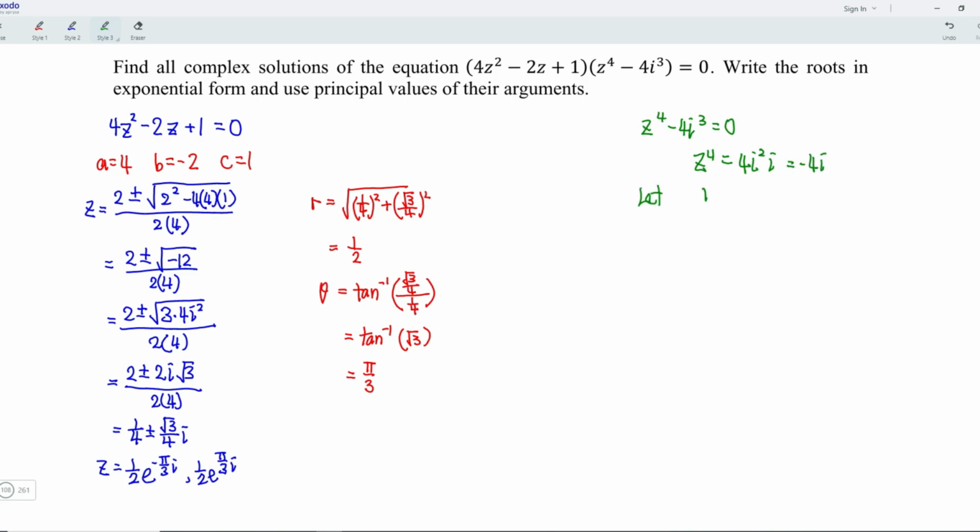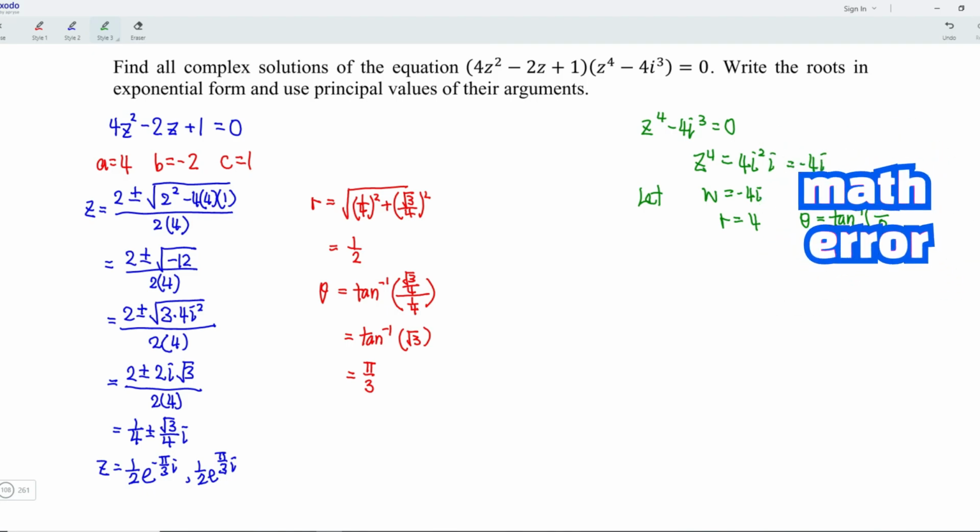If I let w be equal to negative 4i, which means that the modulus is equal to 4, and the argument is equal to arctangent, since we do not have the real part, which means that the x component is equal to 0. If the denominator is equal to 0, regardless of the numerator, we will obtain a math error when pressing the calculator.